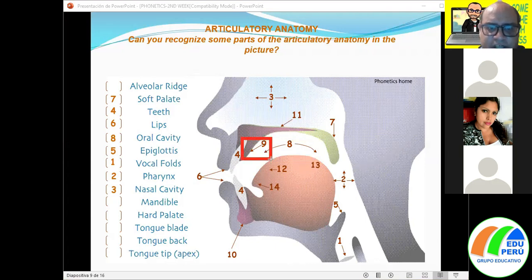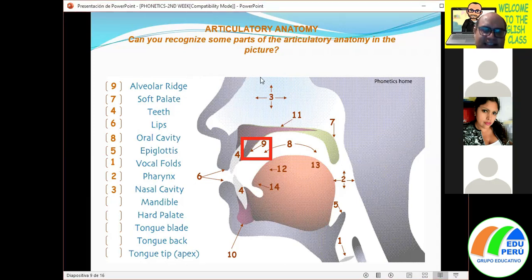Number nine. Notice here. It's the part behind the upper teeth. I think it's the alveolar. Yes, you're right. Very good. The alveolar ridge. O alveolos, ¿no? Lo sabemos en español. The alveolar ridge. This is another important part of our oral cavity or our oral tract, because here we are going to produce the alveolar sounds, touching or approaching one organ to the alveolar ridge. That's it. Very good. What about number 10?